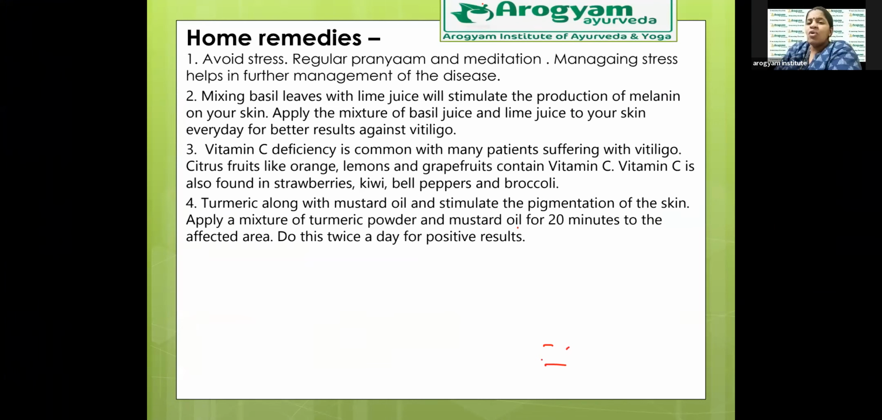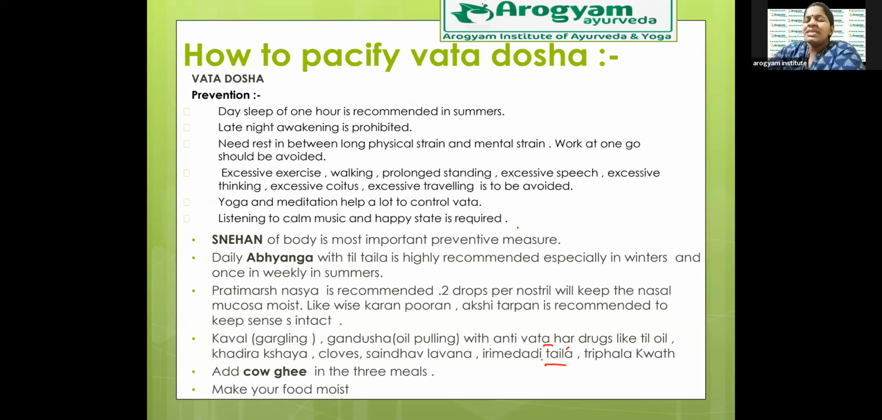This is about vitiligo. Let us move on to the next very common thing, how to pacify vata dosha. So vata dosha you all know, ये ज्यादा एग्रीवेट होना हमें स्टॉप करना है. So इसके लिए क्या करें? So please follow all these. Day sleep of 1 hour is recommended in summers. Late night awakening is prohibited. The person needs to take rest or a gap between physical strain and mental strain. Work at one go should be avoided. ज्यादा exercise करना, walk करना, prolonged standing, excessive speech, excessive thinking, excessive coitus, excessive traveling to be avoided.